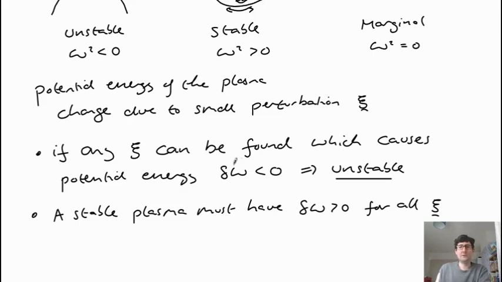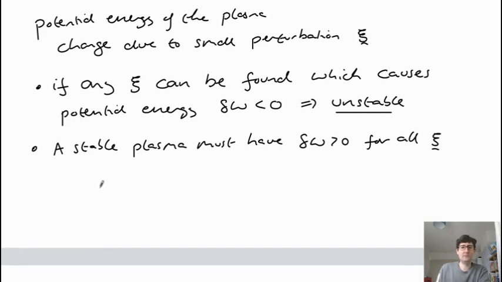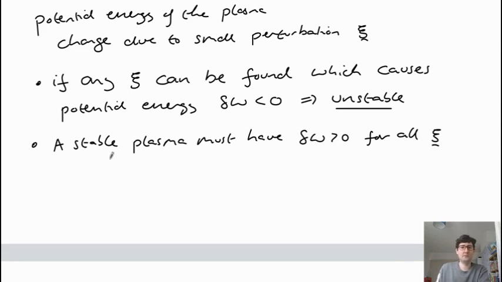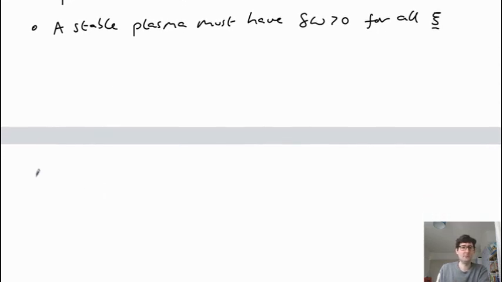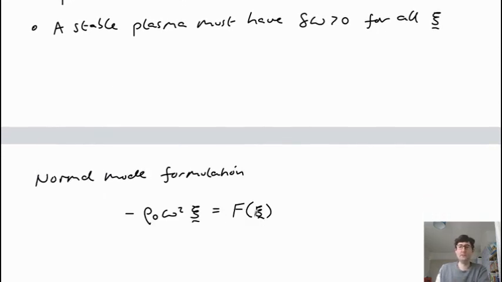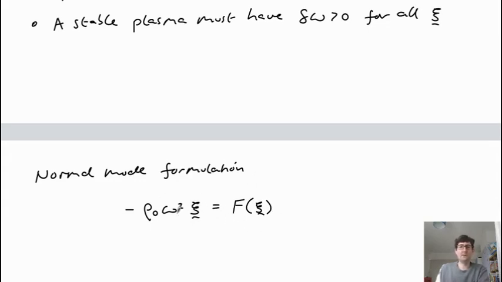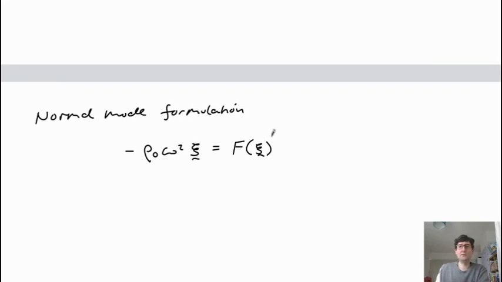So now we can derive an equation for what delta W is. And so delta W depends on the perturbation psi. The way we're going to do that is by using the normal mode equation, which gives the force as a function of psi. This is the equation based on the momentum of the plasma. This is the force, this is the displacement, and we're now going to use this to work out the work done in moving the plasma.